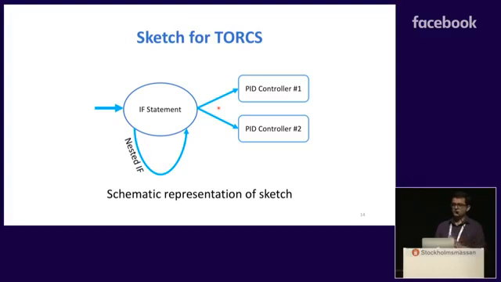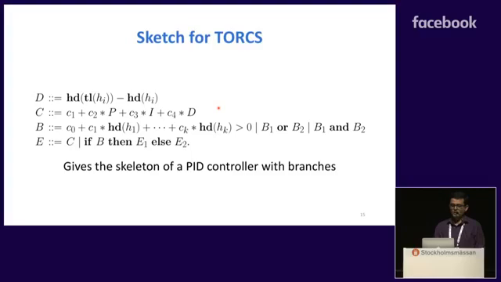The sketch does not give us which sensors to look at, the values of parameters, and more fine-grained information like that. Formally, the sketch looks like this. It's given as a grammar, which constrains the set that is defined by the DSL grammar.